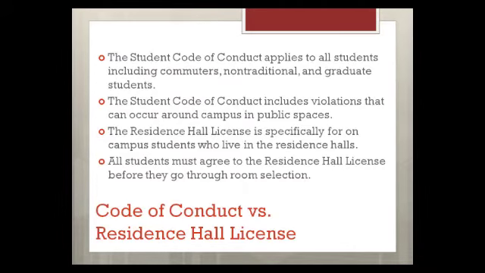There are two documents that outline student conduct on campus. The first is the Student Code of Conduct, which applies to all students. The second is the Residence Hall License, which applies to students who are living in the residence halls. Before a student is able to go through room selection, they must agree to abide by the Residence Hall License, and therefore are responsible for the information it contains.